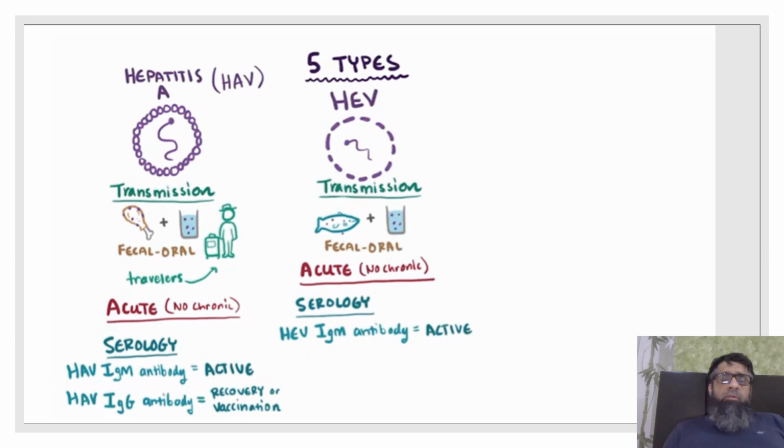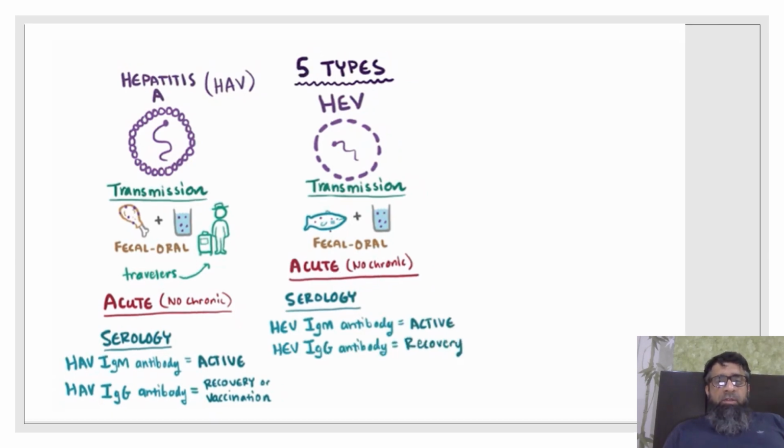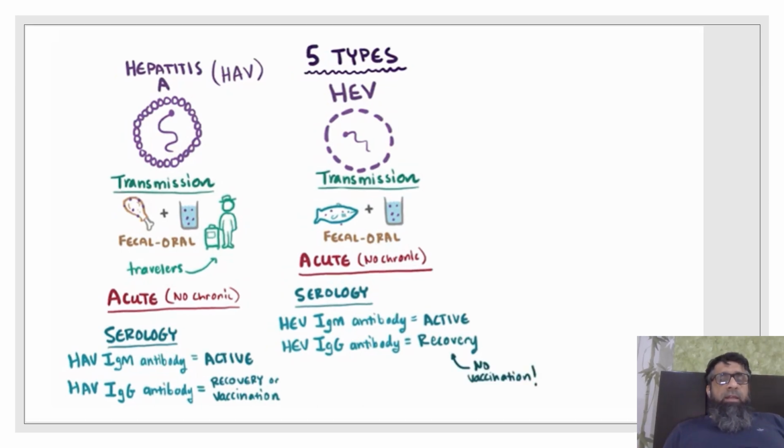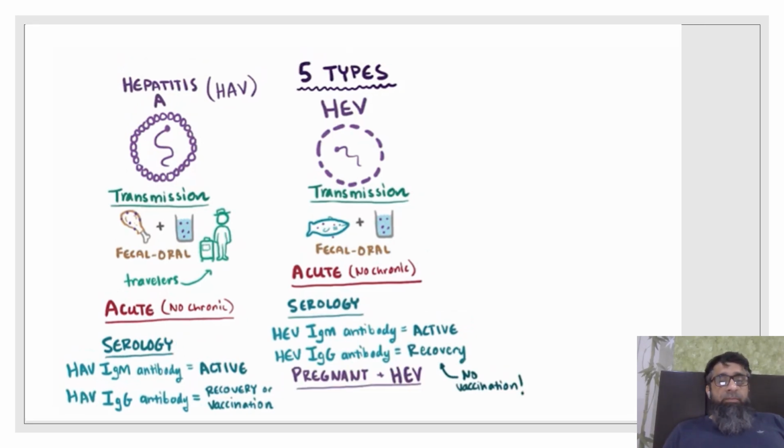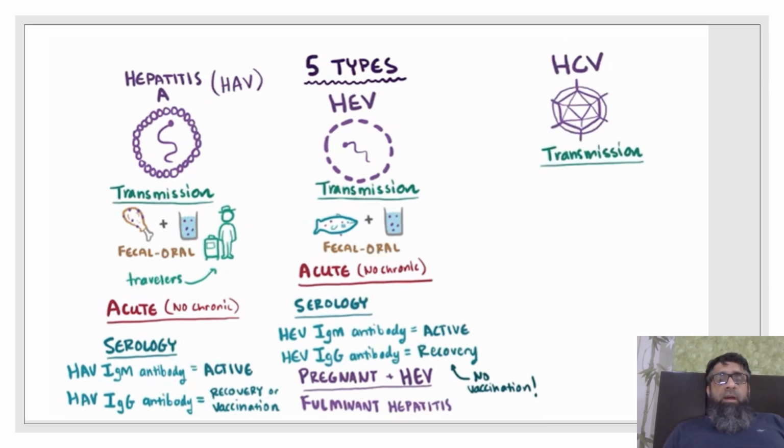It has similar acute disease, there is no chronic phase. Serology has similar things: hepatitis E IgM antibodies, which show active infection, and hepatitis E virus IgG antibodies, which show recovery. However, there is a difference that it has no vaccination. So whenever there is hepatitis E virus IgG antibodies, it doesn't mean vaccinated status as in hepatitis A. Also, in pregnancy, hepatitis E is dangerous. It causes fulminant hepatitis and it is associated with mortality of more than 70%.